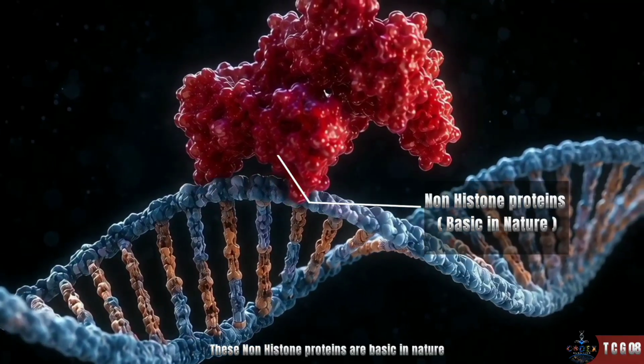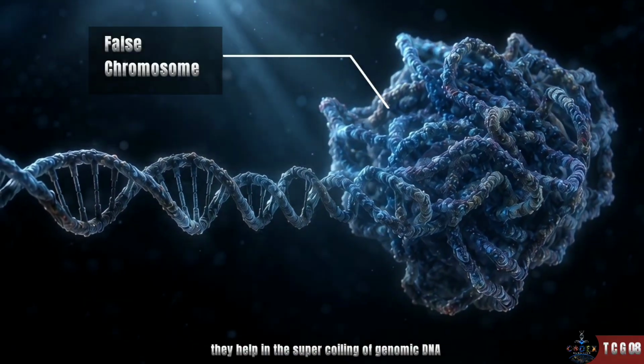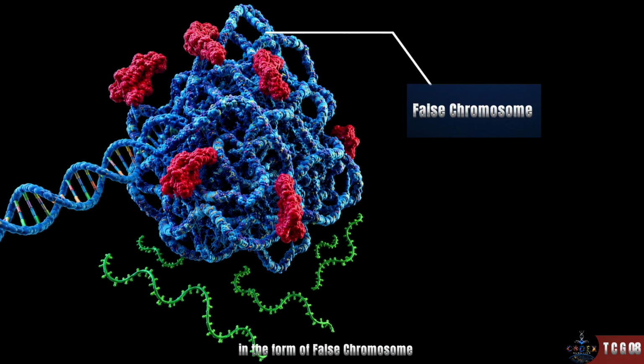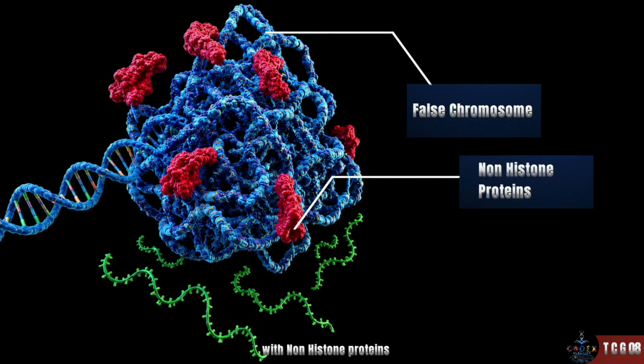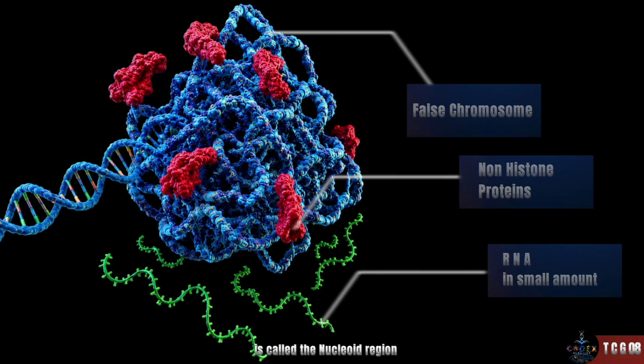These non-histone proteins are basic in nature and they help in the supercoiling of the genomic DNA to form a false chromosome. The region in the cytoplasm where the genomic DNA lies in the form of false chromosome with non-histone proteins along with a very small amount of RNA is called the nucleoid region.